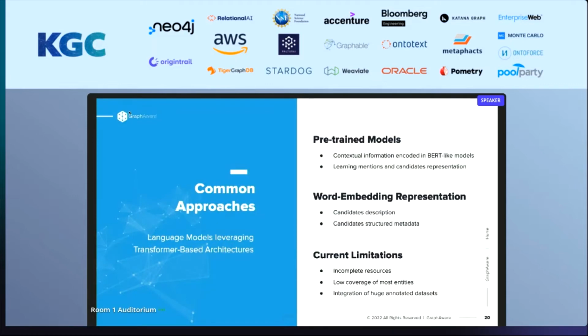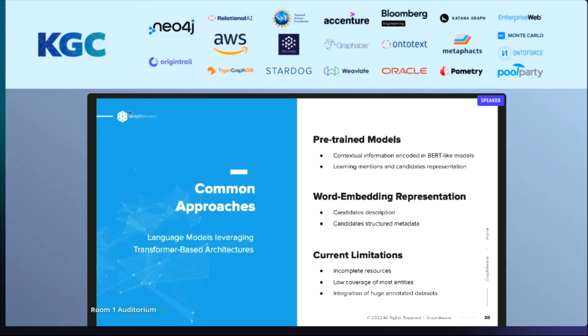The current approaches for named entity disambiguation leverage pre-trained language models that exploit transformer-based architectures. And in general, in order to represent the mention and the candidates, we exploit the contextual information coming from models such as BERT. For the candidates in particular, usually we use structural information such as the definition or the semantic type that I will show you before for the Unified Medical Language System.